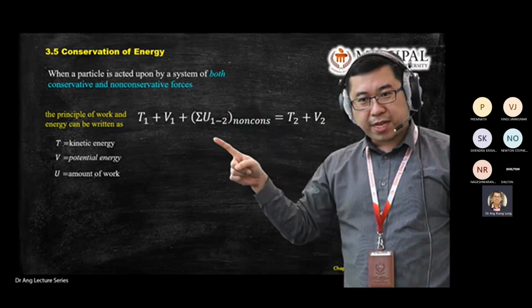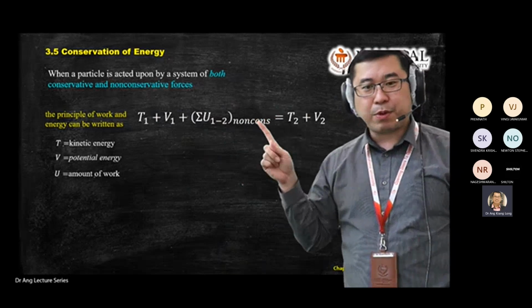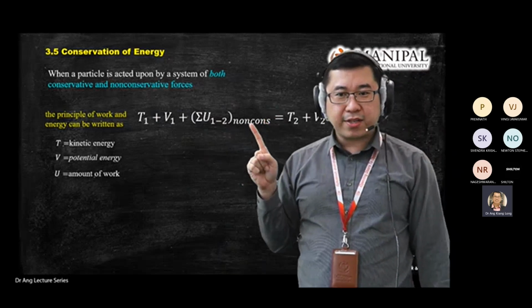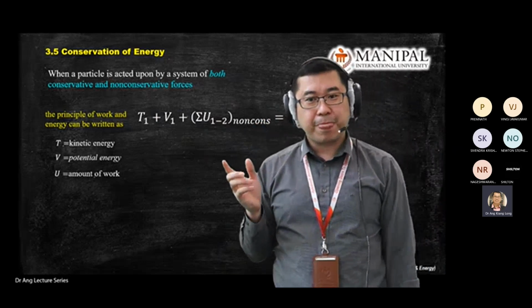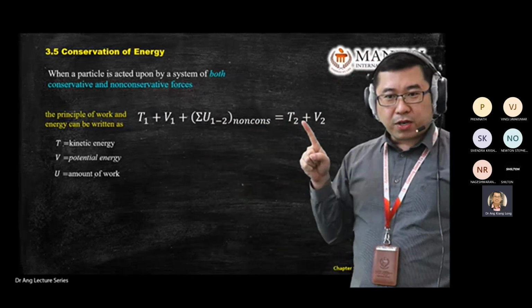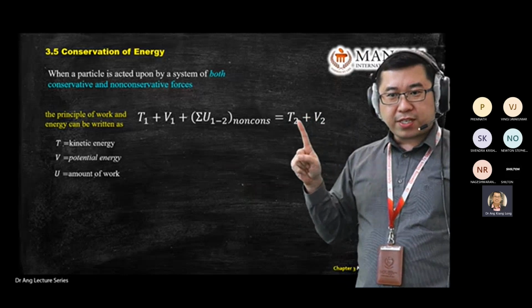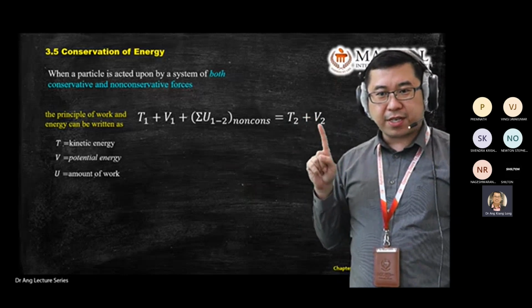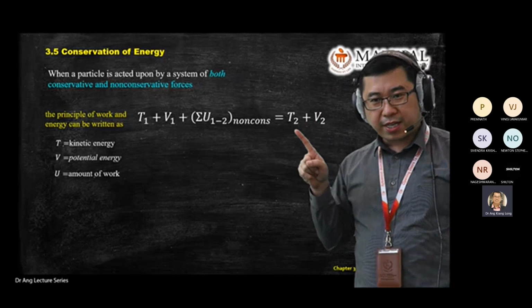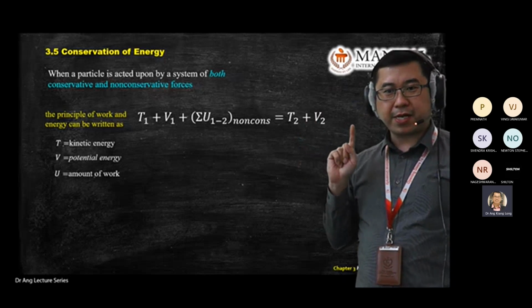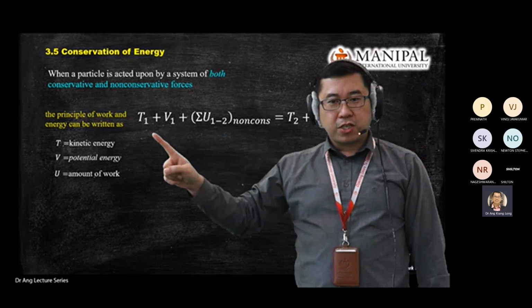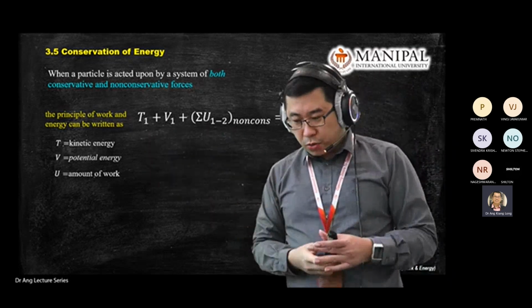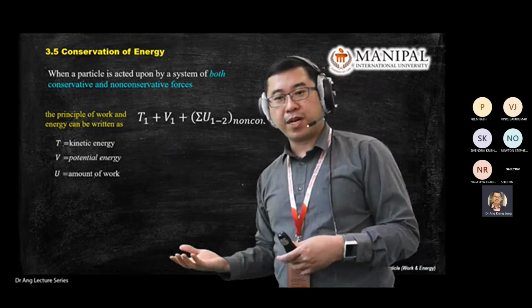For example, a type of work that falls under non-conservative is friction force, right? And it equals to the energy after the incident, which is kinetic energy after the incident plus the potential energy after the incident. Okay, so the kinetic energy equation will be half mv squared.